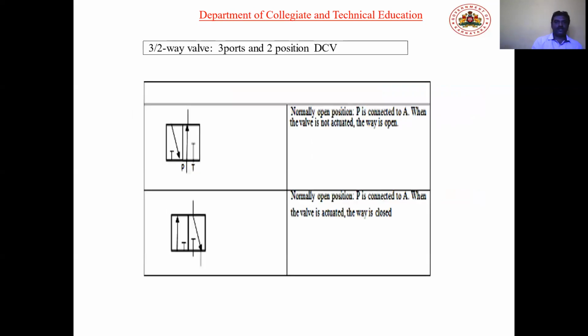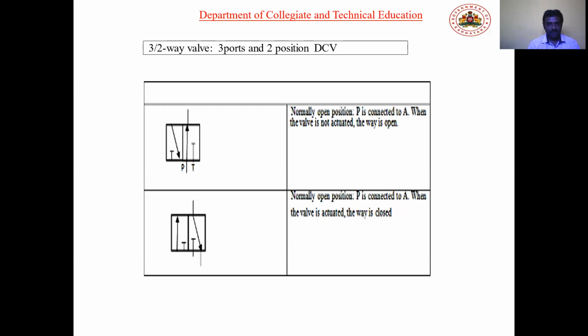Then next is the 3 by 2 way valve, a 3 port, 2 position directional control valve. All these are directional control valves whose function is to control the direction of flow of a fluid in a hydraulic system. Here the first figure shows the normally open position. P is connected to A. When the valve is not actuated, that is, if it is not connected to the actuator, the way is open. Then this is called 3 port 2 position open.